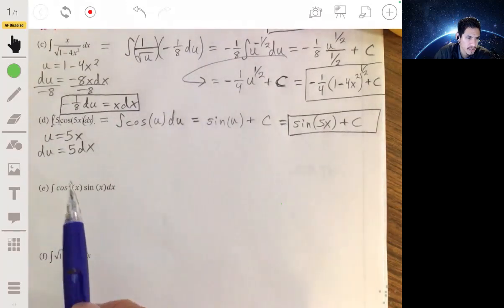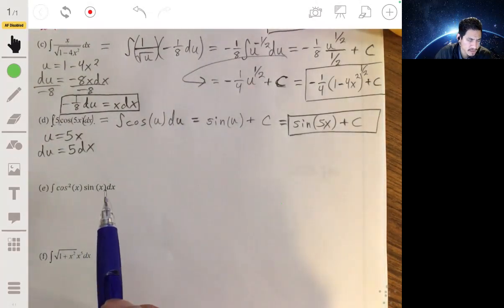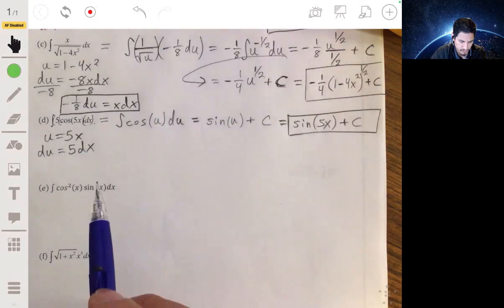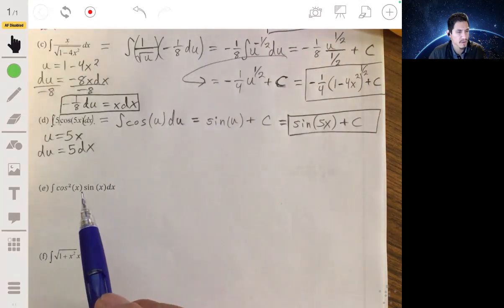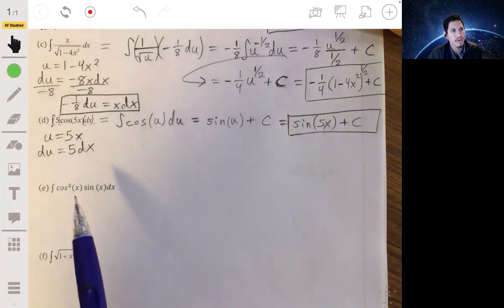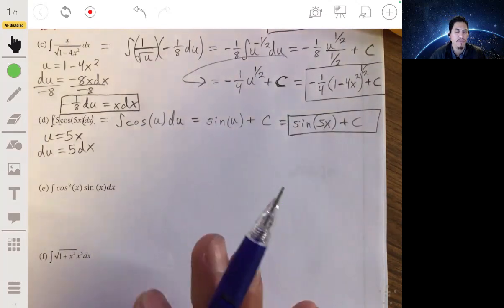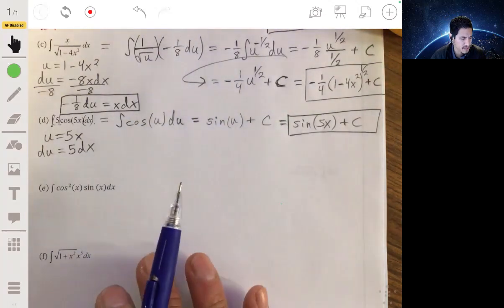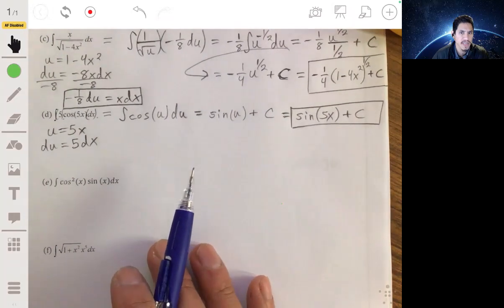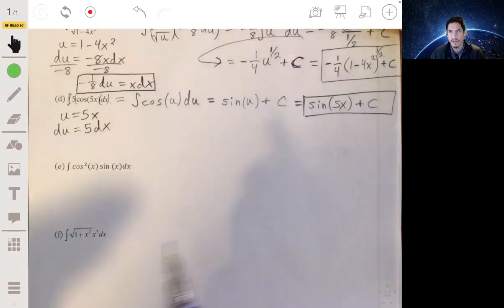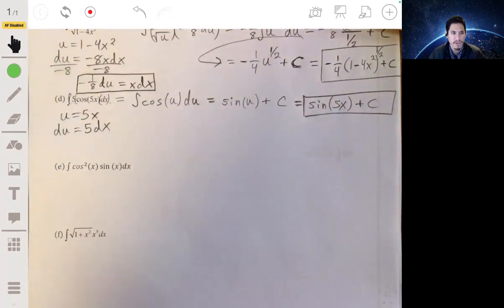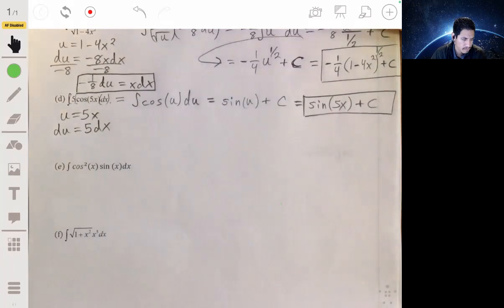All right, for e, we've got the integral of the cosine squared of x times the sine of x dx. Okay, so this is where we're going to have to experiment. Usually, I've done this before, obviously, so I know what the correct answer is. But again, if it's your first time dealing with u substitution, don't feel like you have to catch on to this right away. It takes practice, and it's just going to be part of the process. And eventually, you'll see the pattern.